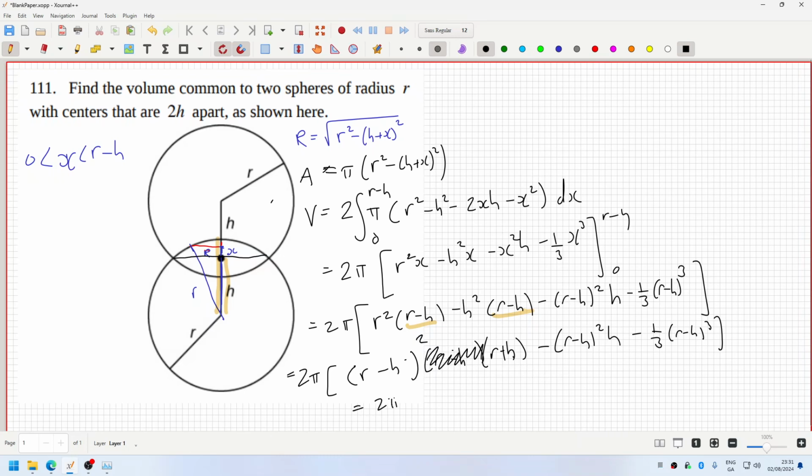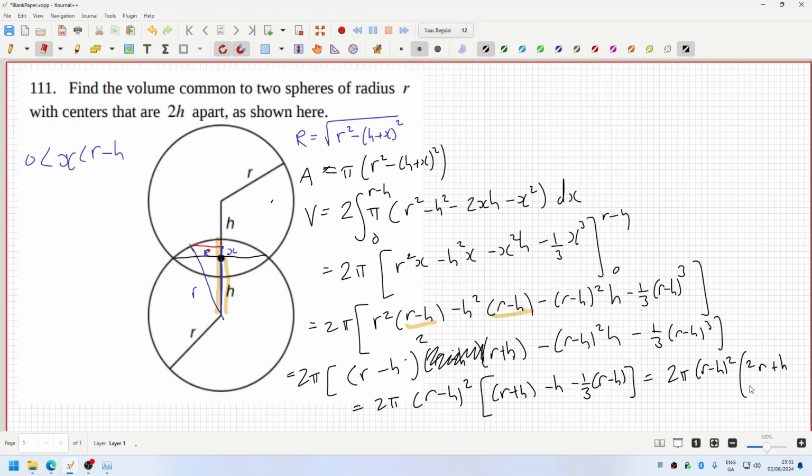Okay, so I can definitely take out r minus h squared and I'd be left with r plus h minus h minus 1/3 r minus h. So that would be 2 pi r minus h squared, and then it's r minus 1/3 r, so that's 2/3 r. Yeah, and then h minus h is gone, and it's just minus, so plus 1/3 h.